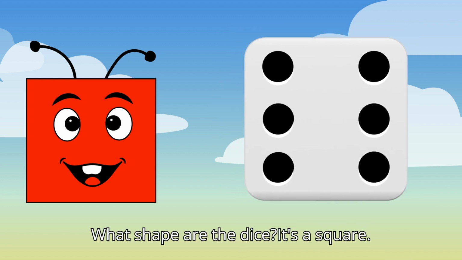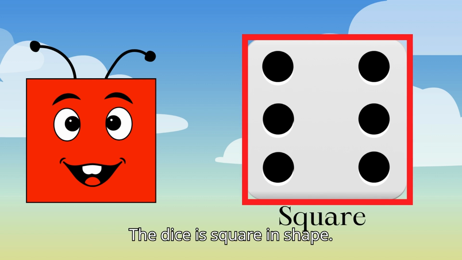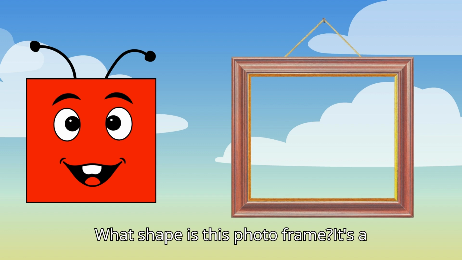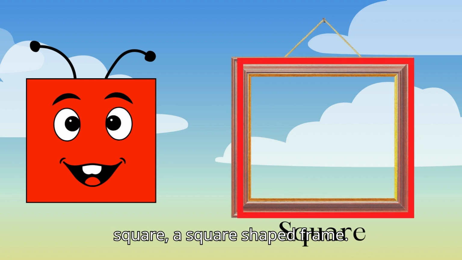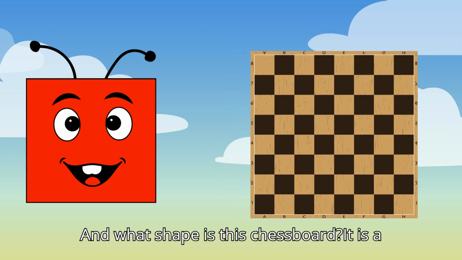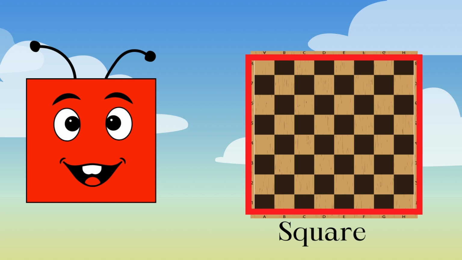What shape are the dice? It's a square. The dice is square in shape. What shape is this photo frame? It's a square. A square-shaped frame. And what shape is this chessboard? It is a square.